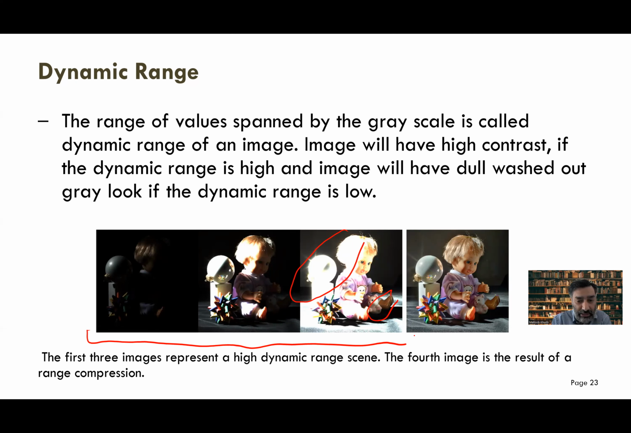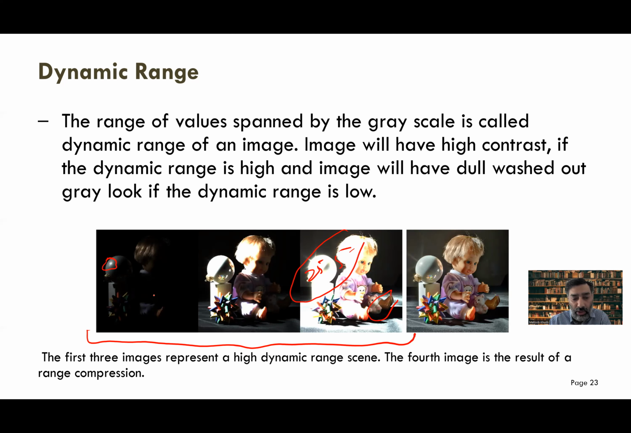So we're going to say that in these first three images, the dynamic range is really high, because you see there's very high pixel values here, maybe close to 255, and then you have lots of pixels with very low numbers. And similarly here, few pixels with very high values, and most of the pixels are with very low numbers. You can hardly see anything.